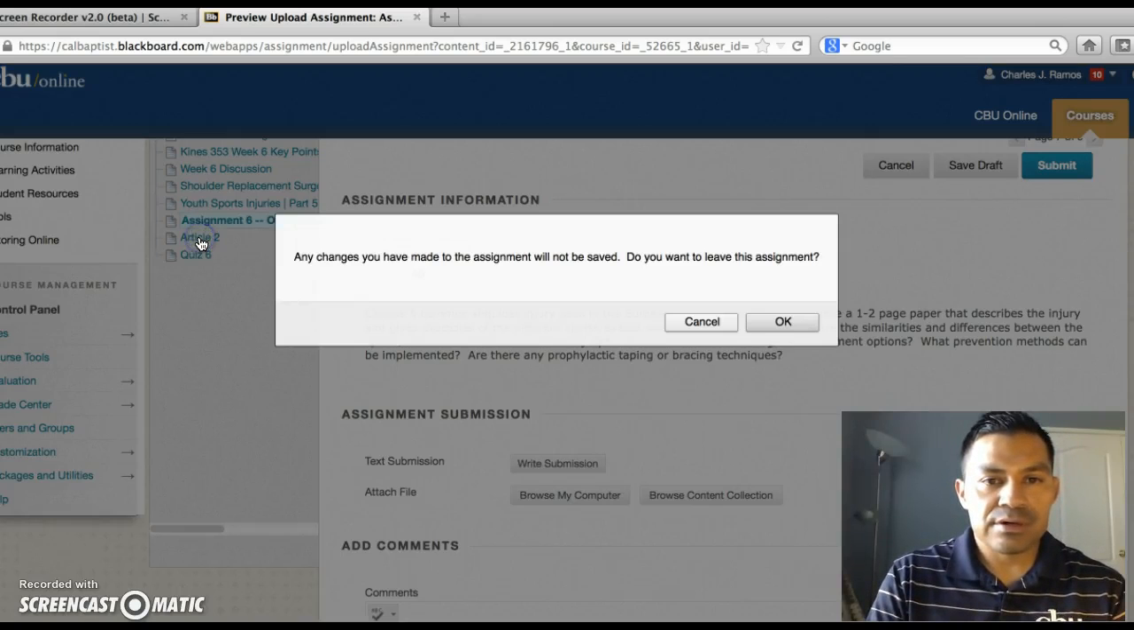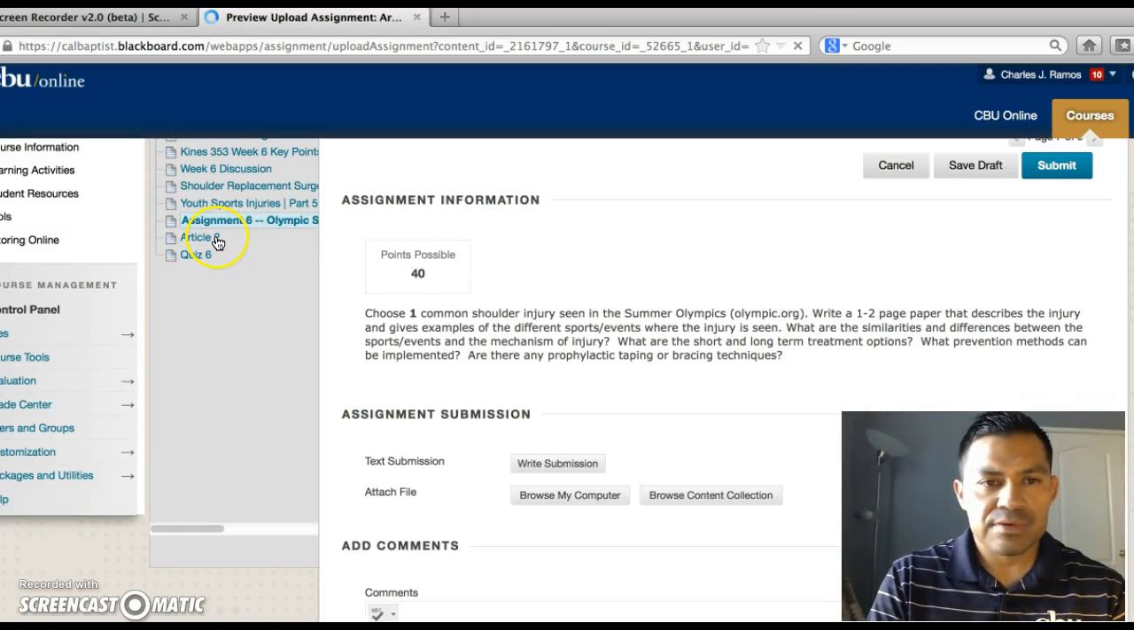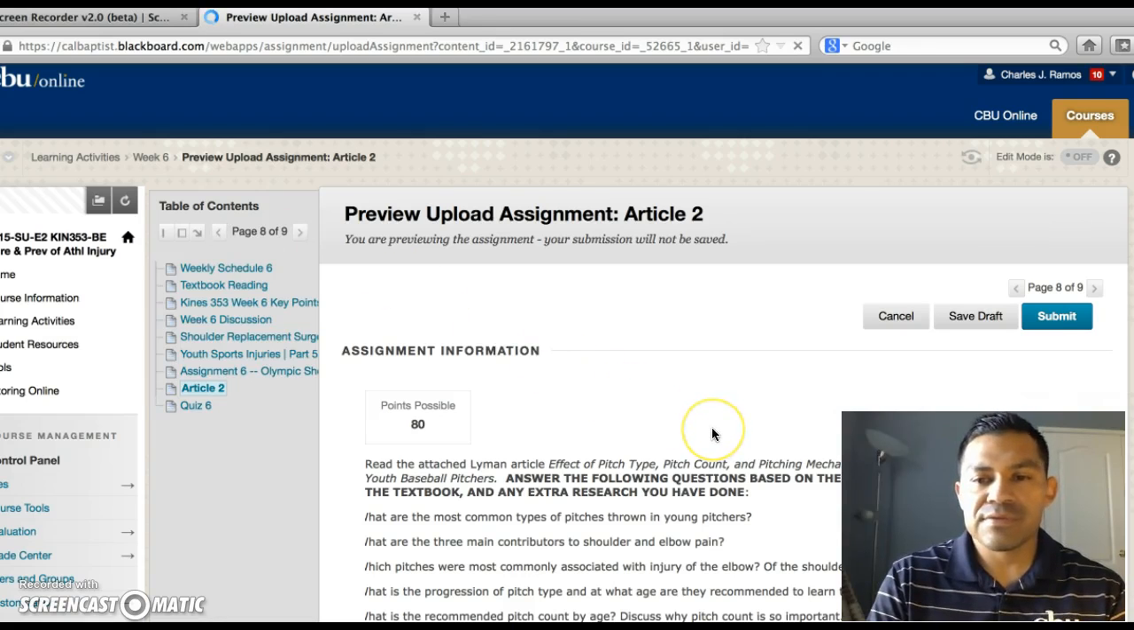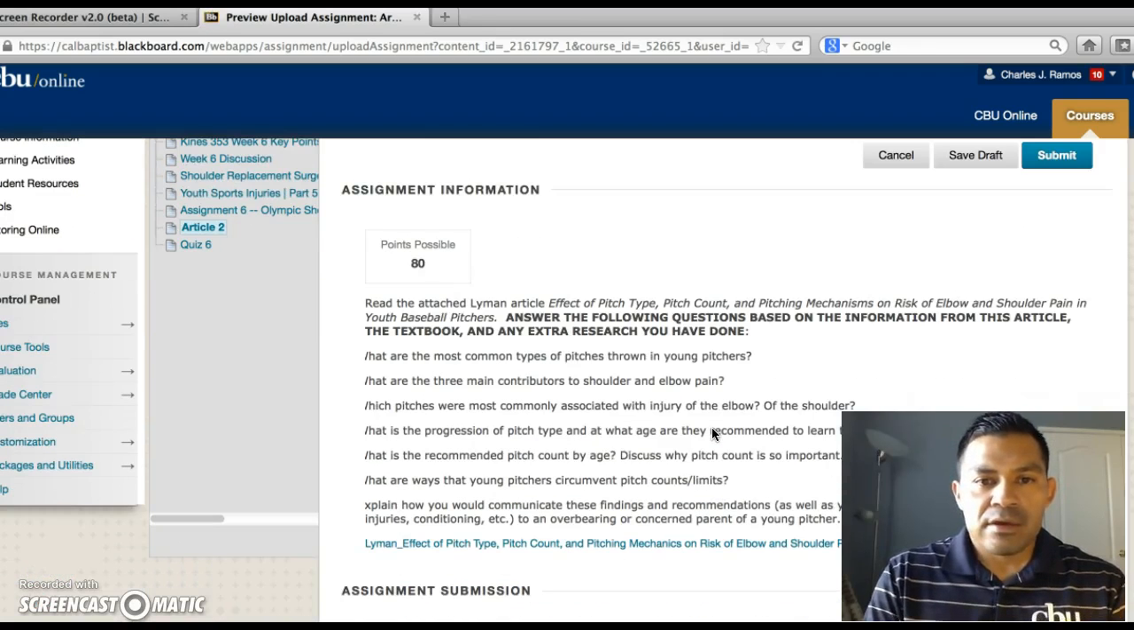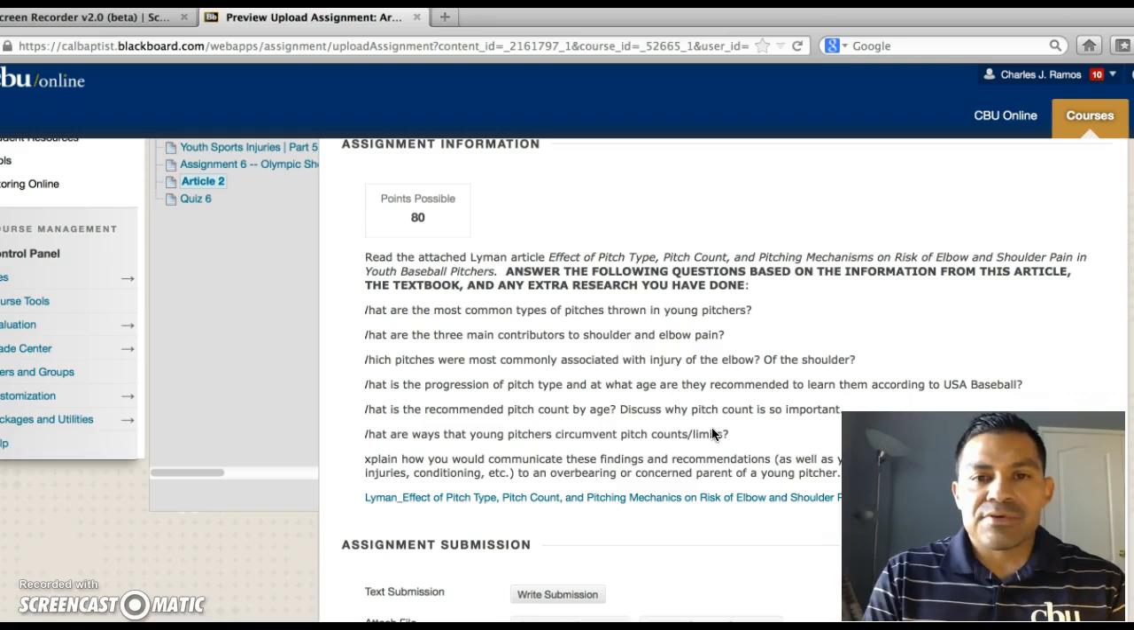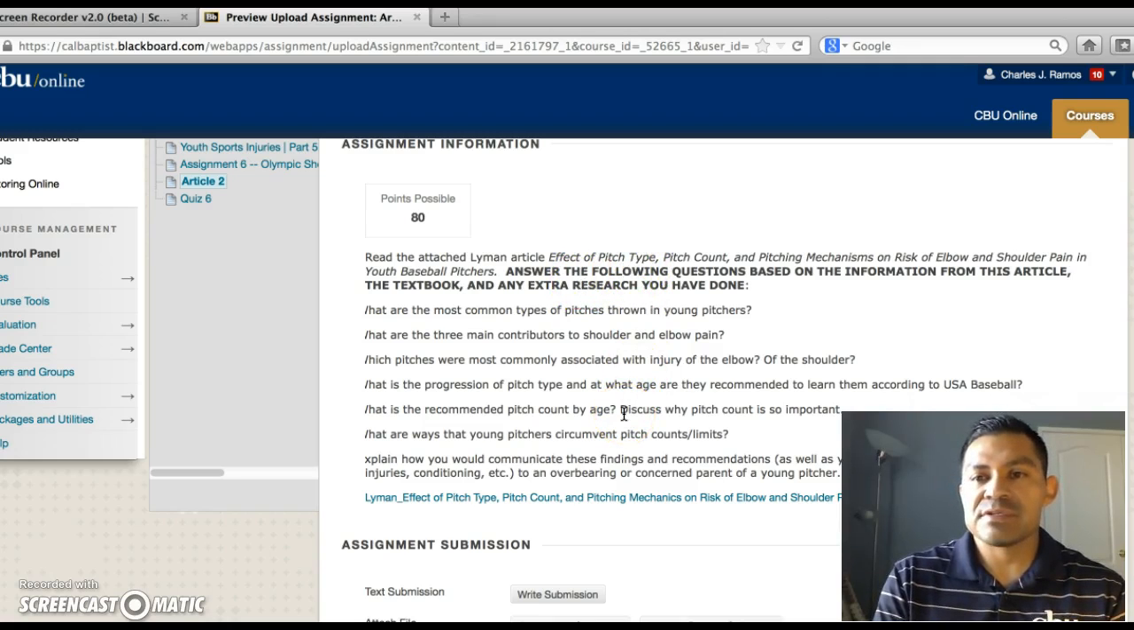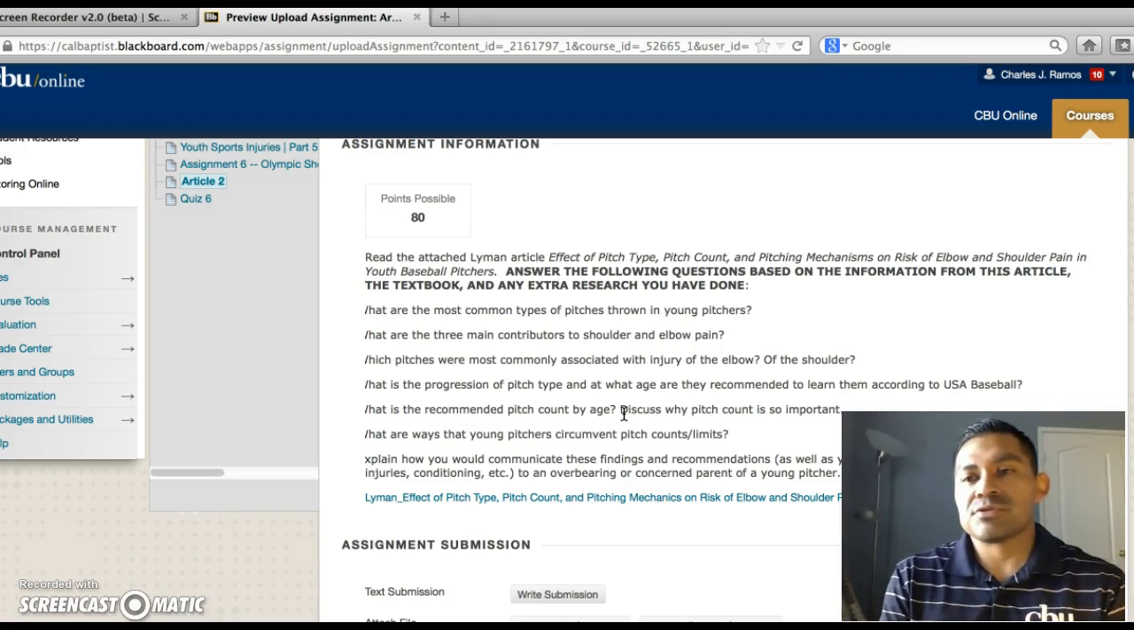The article, let's see. Okay, so it's pulling up now. So the second article review is on the article called Effective Pitch Type, Pitch Count, and Pitching Mechanisms on Wrist and Elbow and Shoulder Pain in Youth Baseball Pitchers. So this is a pretty interesting article. It'll definitely bring up some debate and some things to think about.